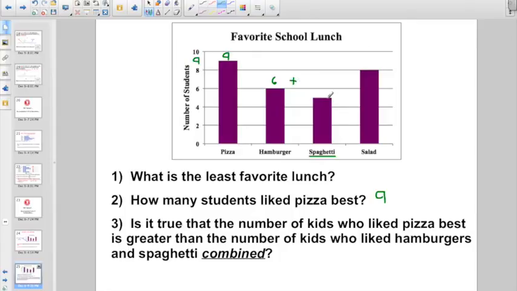And spaghetti, one of those tricky ones again, it's not right up to the line. It's halfway in between the 4 line and the 6 line, which must mean it's 5. So now that we have that, 6 plus 5 is 11 for hamburger and spaghetti combined. So is it true? No, it is not true. It is most definitely false because 11 is greater than 9.